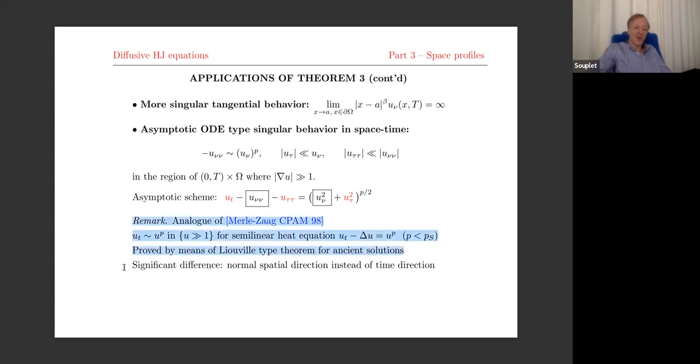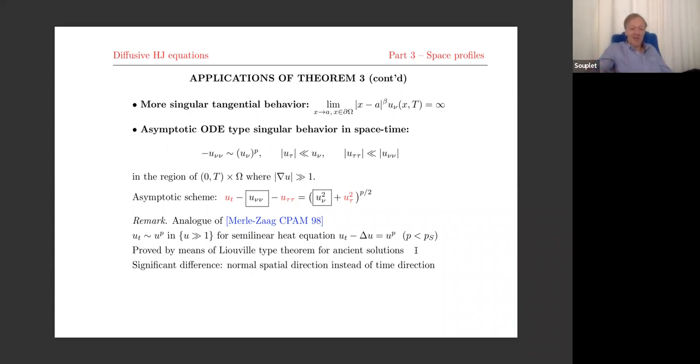So this is a real analog of the famous Merle-Zaag result for the Fujita equation. For the Fujita equation, let me remind you that Merle and Zaag, in their famous 98 paper, proved that the asymptotic simplification in the singular regime is the ODE behavior. So the solution behaves like the ODE. This means that the diffusion becomes asymptotically of smaller order. This is for subcritical power in the large part of the solution. And this was proved by means of a new, at that time, Liouville-type theorem for ancient solutions of the problem. And here we prove it also by means of a Liouville theorem.